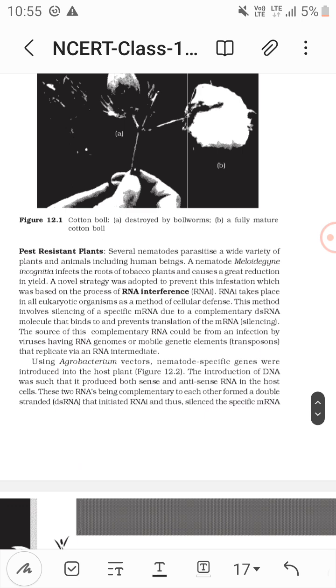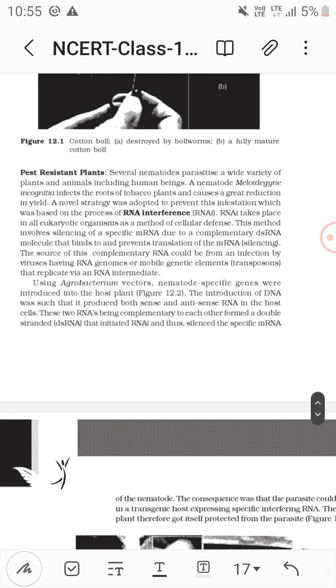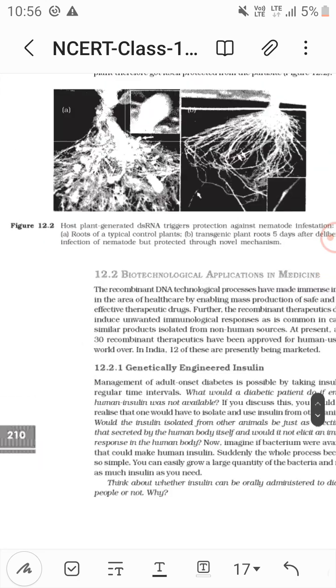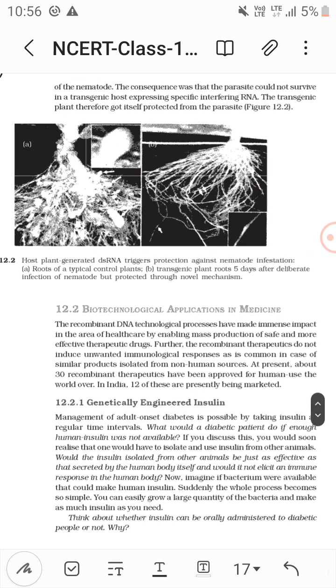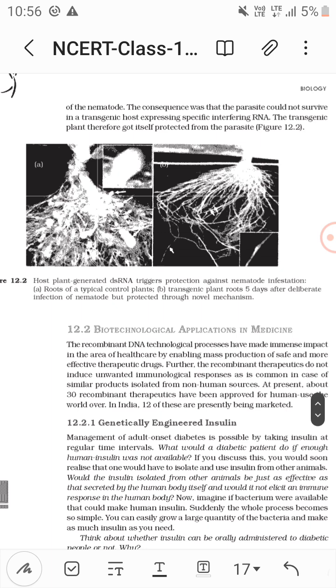Now, pest resistant plants. There is a process called RNA interference that interferes with the mRNA, silencing the mRNA. This is RNA interference. See in the diagram, host plant generated double stranded RNA triggers protection against nematode infestation.